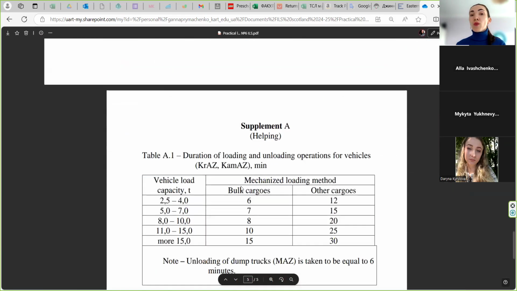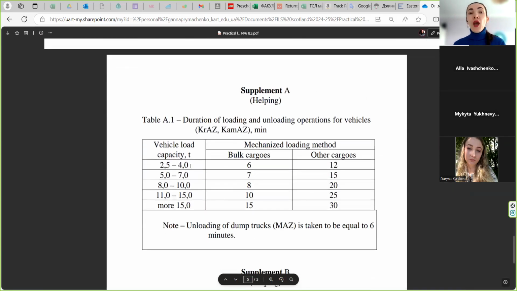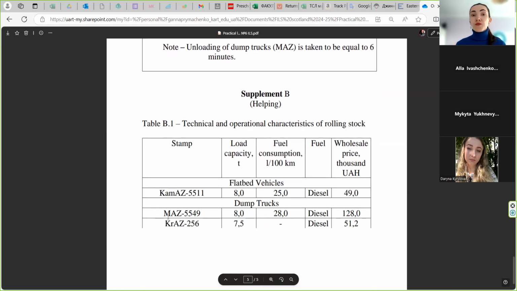And now I open up our supplement A. For the first parameter, we need the vehicle load capacity, but we don't know the load capacity of our car brands. We need another supplement. I show it. Okay, the first column is our car brand. I think you remember it or write it somewhere. And the second column is the load capacity in tons.